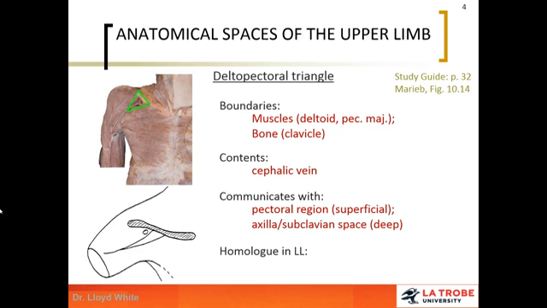So most anatomical spaces in our upper limb have a homologous anatomical space in the lower limb. And the deltopectoral triangle is homologous with the saphenous opening, or the opening in the deep fascia in which the great saphenous vein goes deep to terminate into the femoral vein.